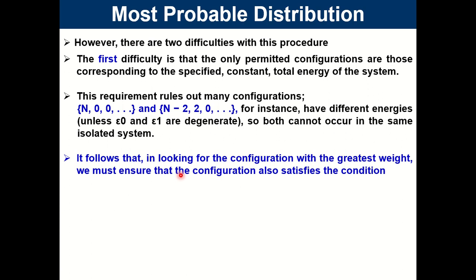So in looking for the configuration with greatest weight, we must ensure that the configuration also satisfies this condition, that is, the total energy has to be constant. So now we can write the constraint, taking this into consideration: ni, the number of molecules in energy level epsilon i. The summation of ni into epsilon i should be equal to capital E, as shown over here. This is the total energy of the system, and this is the summation of all the energy that each of the particles possess as per the population.